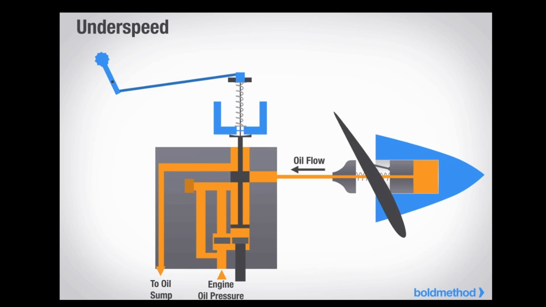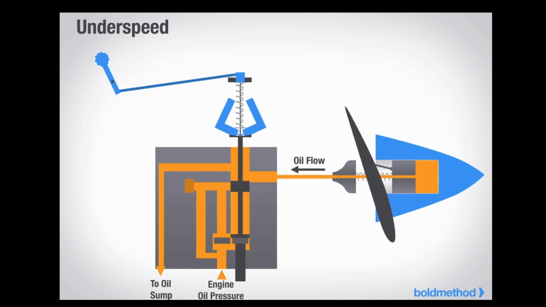Again, as the angle of attack is decreased, so does the drag. This allows the propeller's RPM to increase until the flyweights return to a neutral position because the centrifugal force from the flyweights and the speeder spring tension forces equalize.